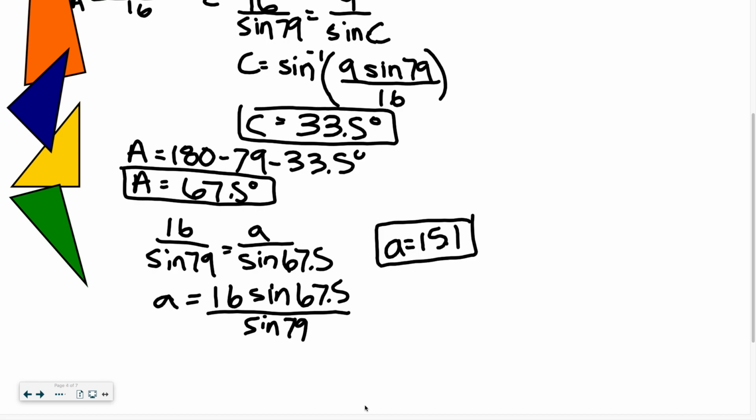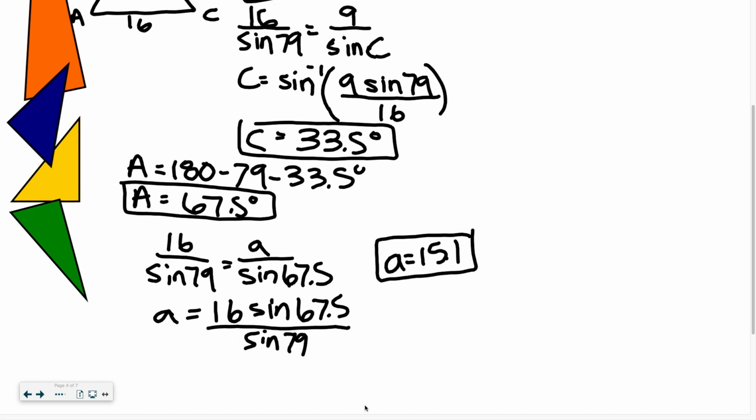If you go back and you compare, 79 was your largest angle, and it was opposite of 16, which was the largest side. C was your smallest angle. It's across from your smallest side, 9. And then the A's are the mediums. So everything seems to be going well. Does anybody have any questions about solving for your first triangle?